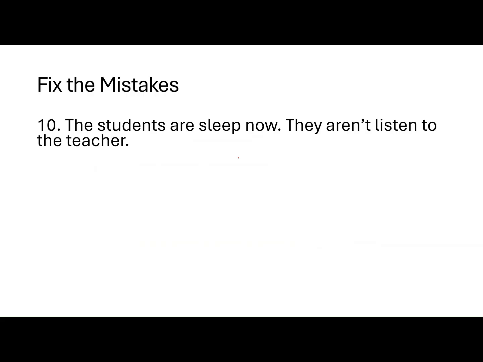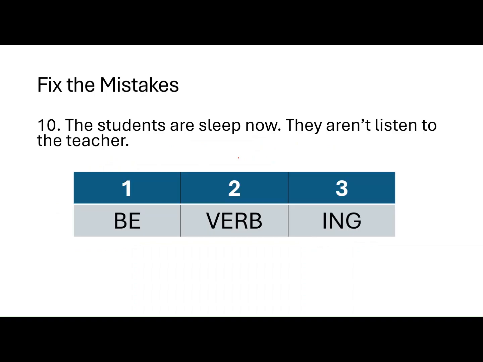And number 10, fix the present progressive mistakes in these sentences. The students are asleep now. They aren't listening to the teacher. For present progressive, we think about 1, 2, and 3.